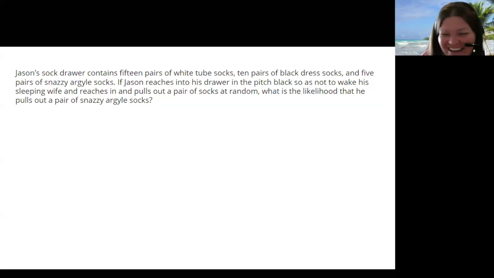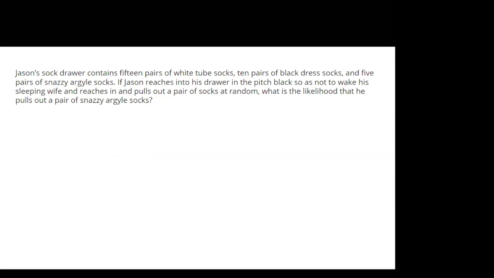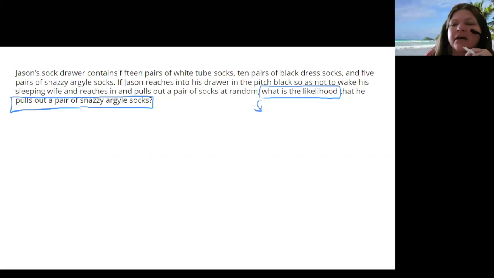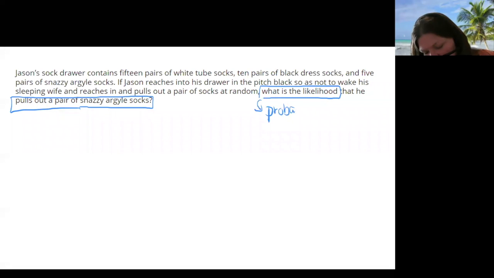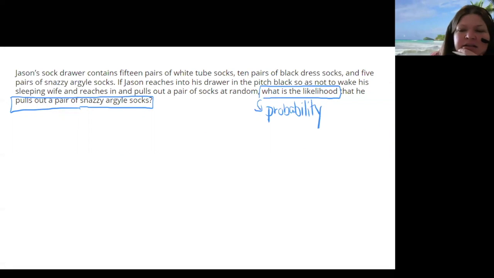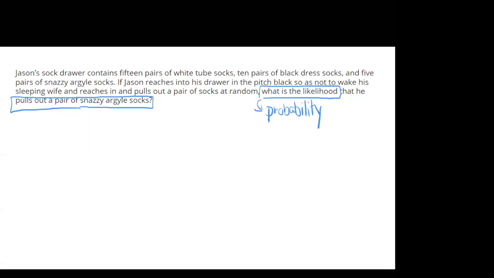Okay. What are they asking me to do or to find? They're asking you what is the likelihood that he'll pull out a pair of snazzy Argyle socks? What does that mean? Is that probability? It is. That's probability. What is the likelihood? What is the chance? They're talking probability. Any thoughts on this? Is it a good idea to make a little notation of each thing? Sure. I like it.